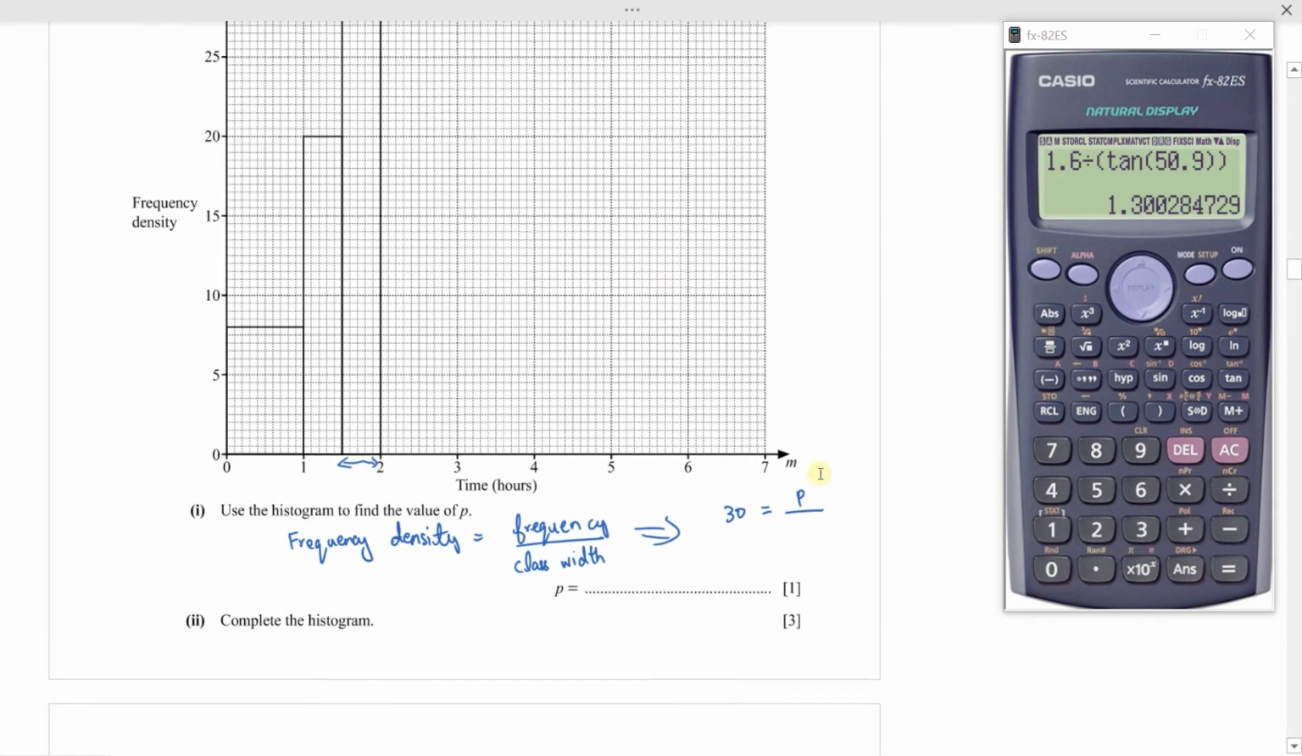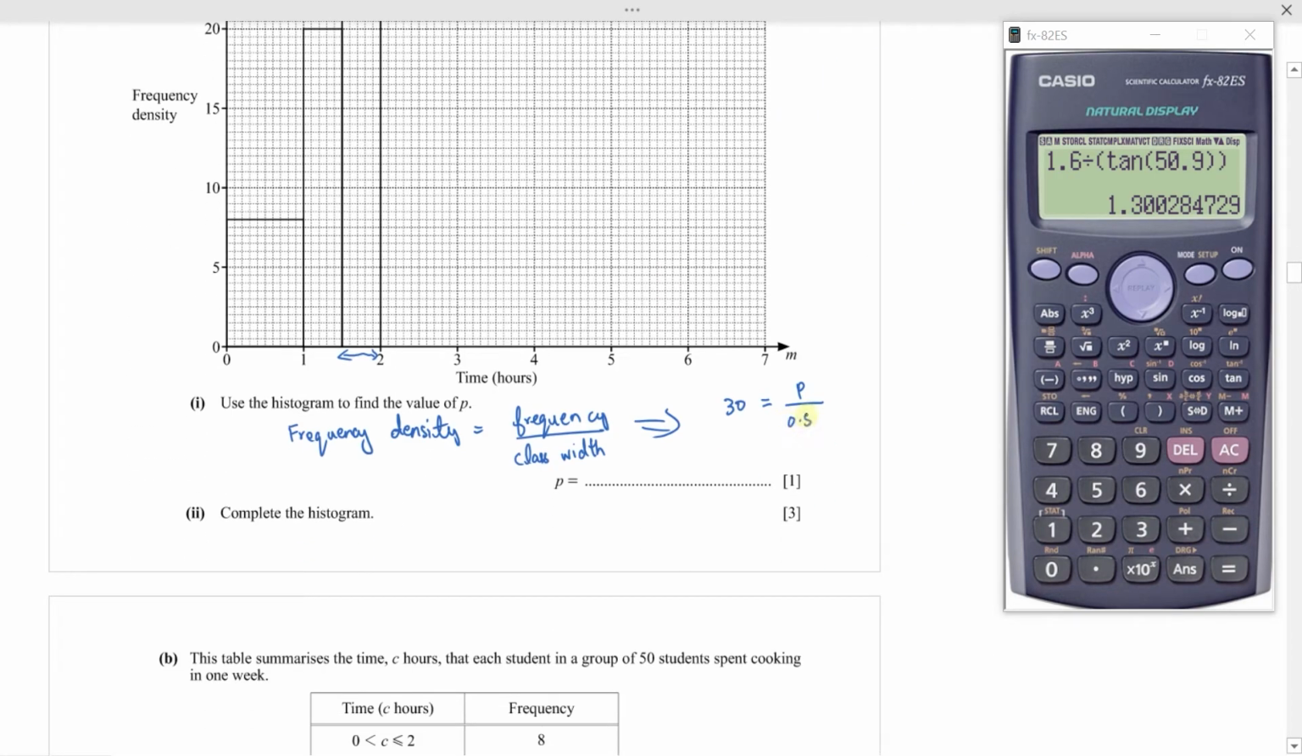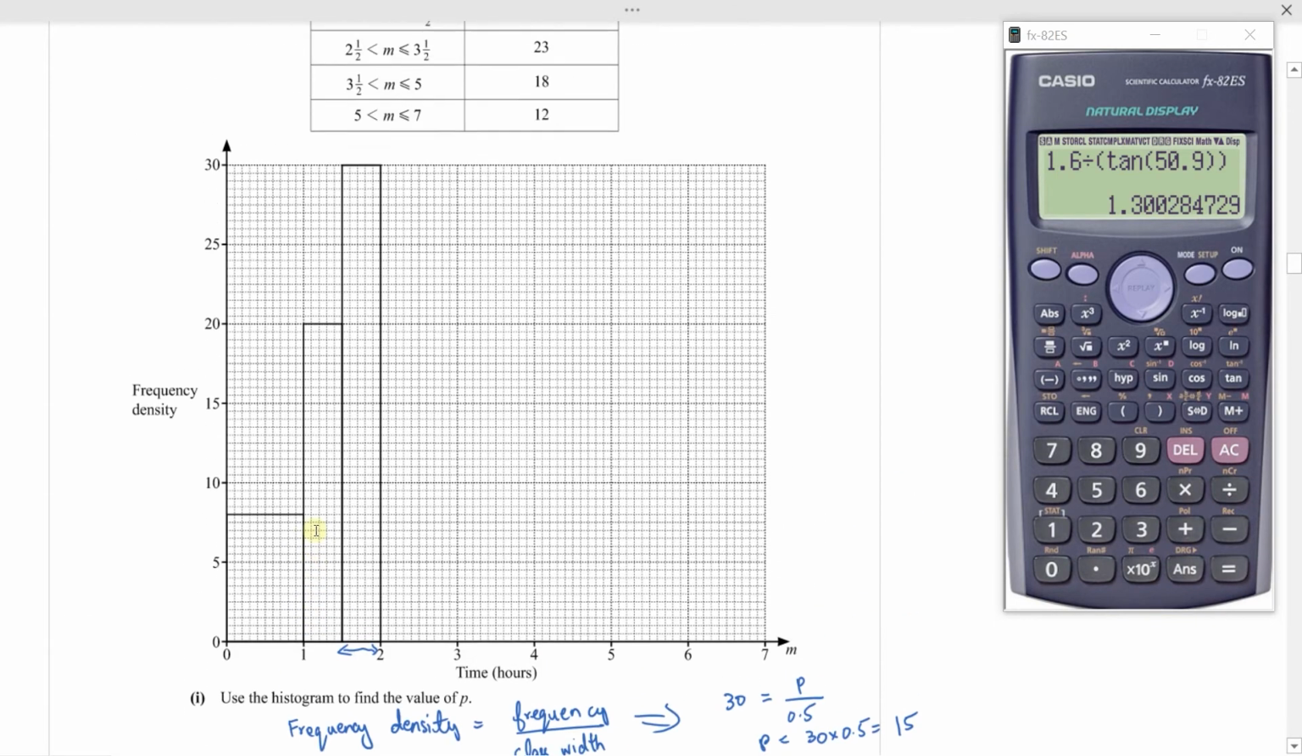P is over class width, which is 0.5, as we just calculated. So P will be 30 into 0.5, which is 15. So your value of P here is 15. The next part is complete the histogram.